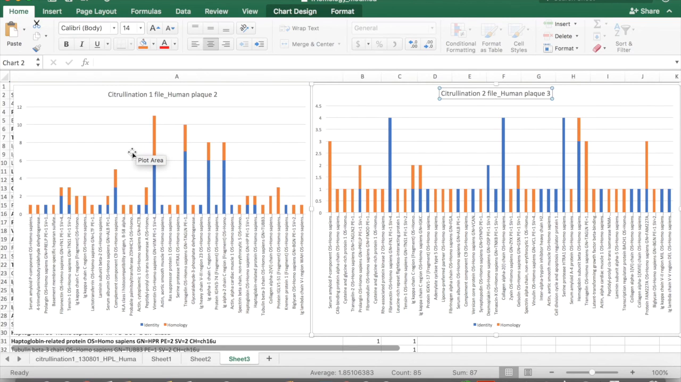From the bar graph of the citrullination 1 file, you can see that vimentin, transgelin, Ig alpha-1 chain C region, and Ig alpha-2 chain C region have the most number of citrullinated peptides. From the bar graph of the citrullination 2 file, you can see that fibronectin, collagen alpha-2(I) chain, serine protease HTRA1, and hemoglobin subunit beta have the most number of citrullinated peptides.